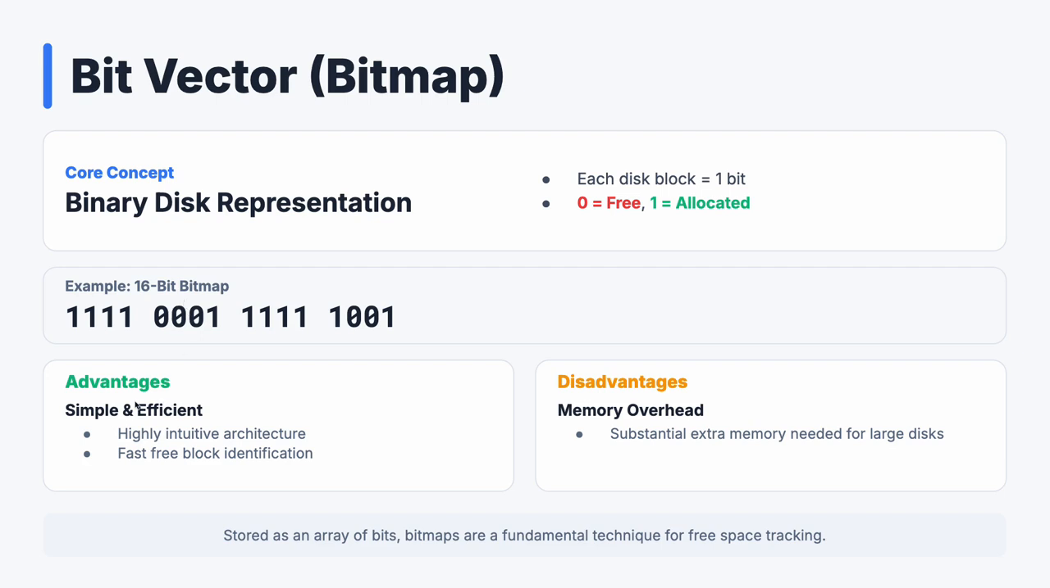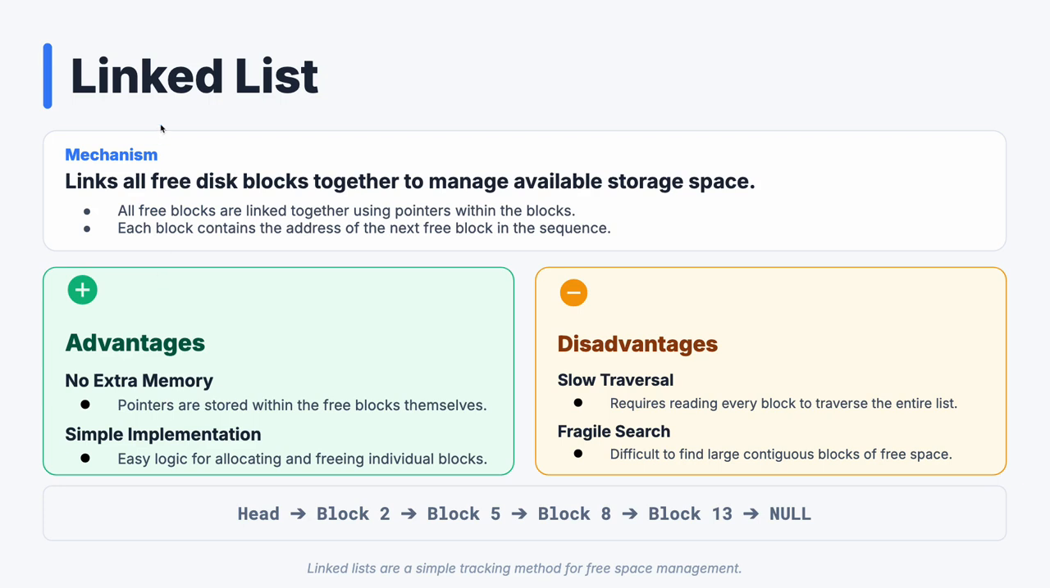and we can allocate memory if required. So the advantages: it is very simple and efficient, highly intuitive, with fast free block identification. But the disadvantage is memory overhead, we need extra memory for larger disks. It is stored as an array of bits. Bitmaps are a fundamental technique for space tracking. So this is very simple: 0 indicates that the block is free and 1 indicates that it is occupied. The disadvantage is memory overhead, right? So to improve, we can use a linked list to store all free disk blocks together so that we have as optimized space as possible.